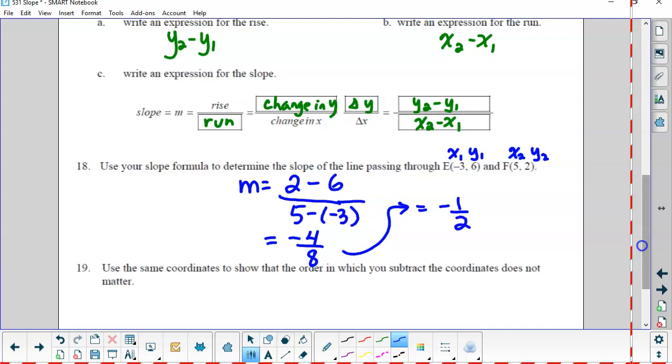Okay? So we show the negative either up top or out front. We don't tend to show it in the denominator. That's not lowest terms. You might use it like that to get points on your graph, but either one of those.